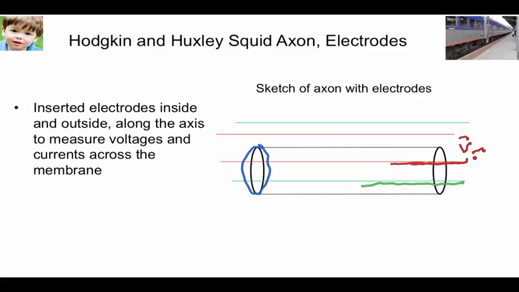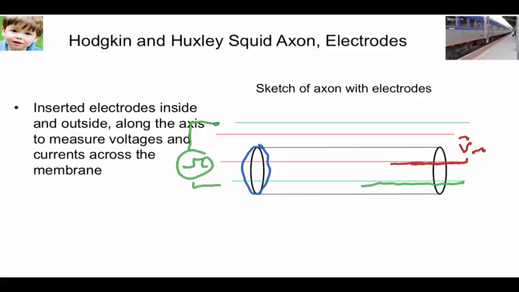They can use other pairs of wires. Here I've used the green wires. They can use the second pair of wires to pass currents through the membrane. And by doing combinations of voltages and currents, they can deduce how the membrane is working. At least that was their goal. It wasn't easy, so they had to do it carefully and repetitively.